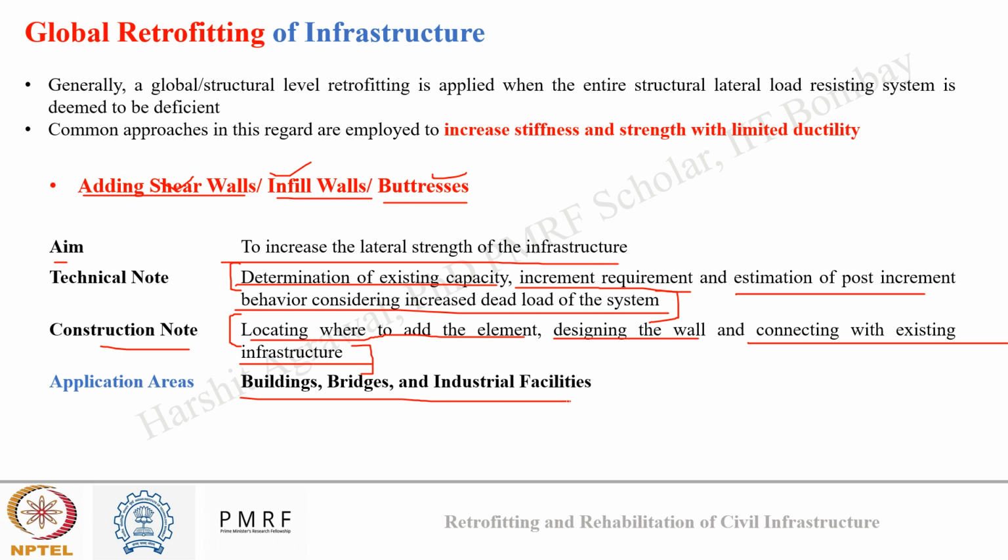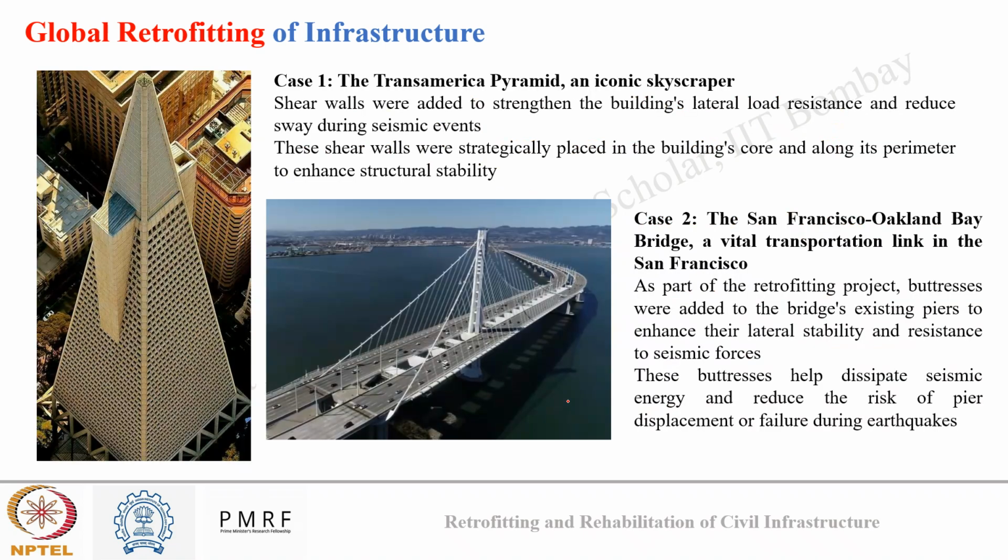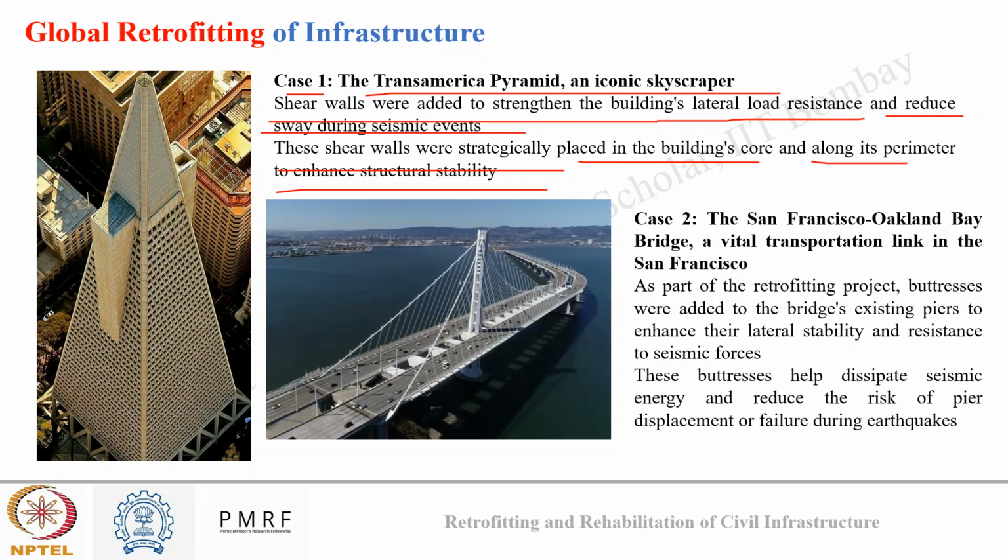Now, where in the past has such addition of shear walls been used for seismic strengthening? There are two of many examples of some special infrastructure that we will see today. These are the two examples where shear walls or buttresses were used for seismic strengthening. The first case is an iconic skyscraper structure in America, where shear walls were added to strengthen the building's lateral load resistance capacity and reduce the sway during a seismic event. These shear walls were strategically placed in the building's core and along its perimeter to enhance the structural capacity.